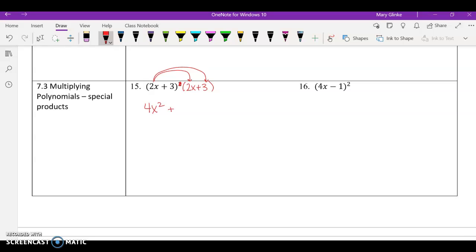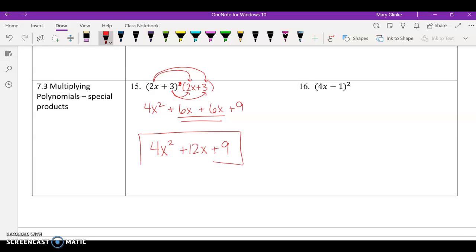2x times 3 would give us 6x. 3 times 2x would give us 6x. And 3 times 3 would give us 9. We would then combine like terms and get 4x squared plus 12x plus 9 as our final answer.